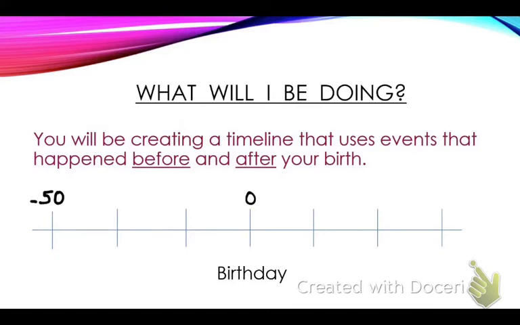Okay. Somebody else had mentioned that your parents got married. Let's say that was about 7 years before. Okay. Then imagine that maybe a sibling was born before you, 2 years before you. What integer would that be? -2. Very good. Now you've got some things that happened after your birthday.